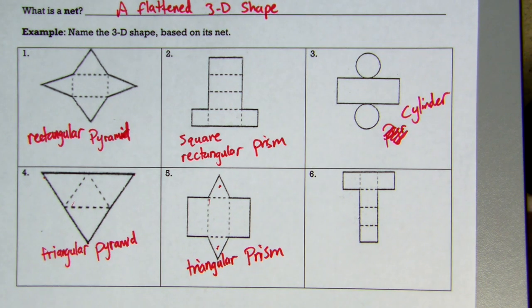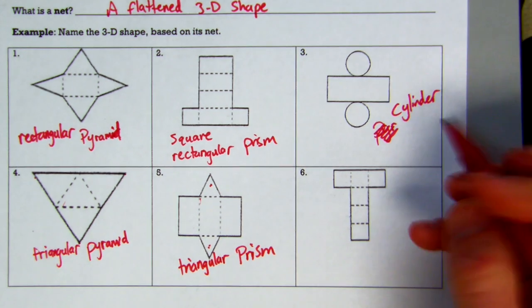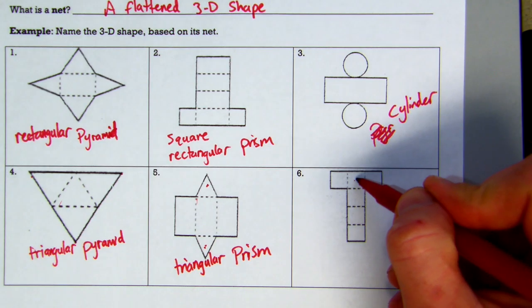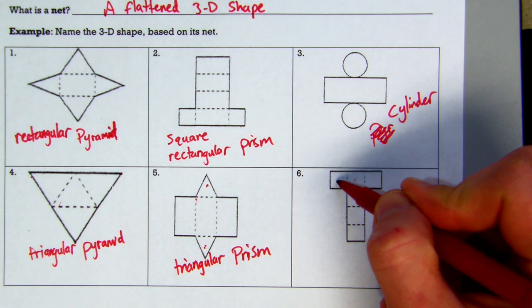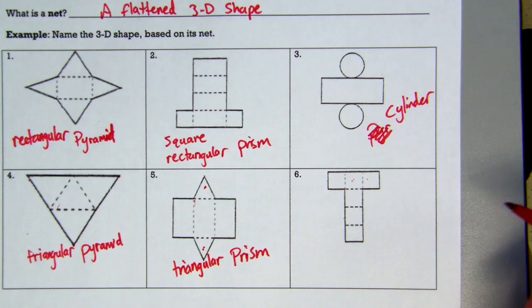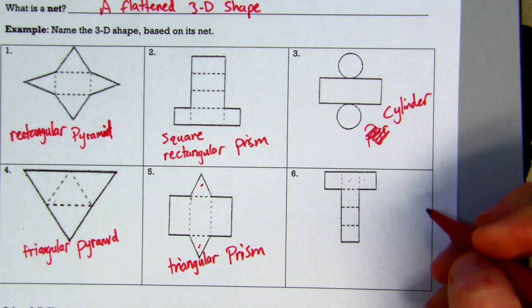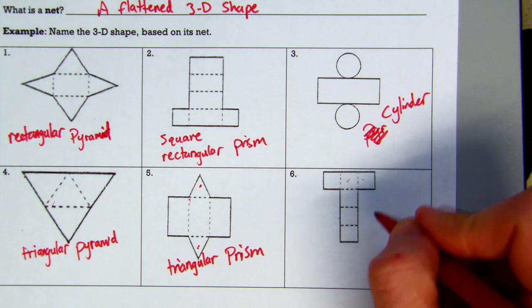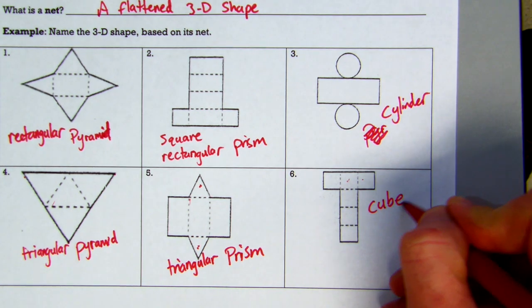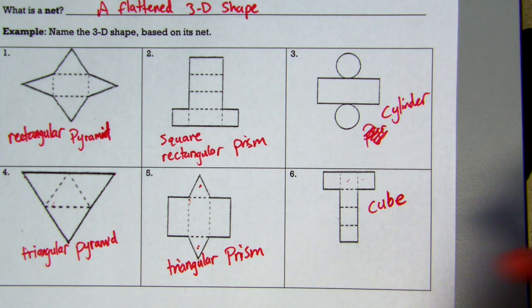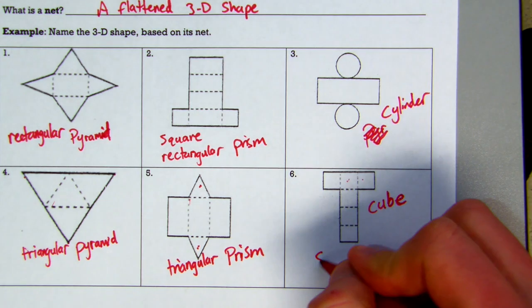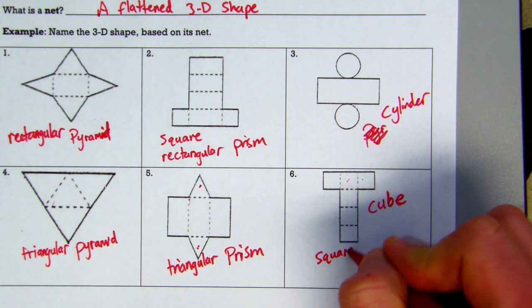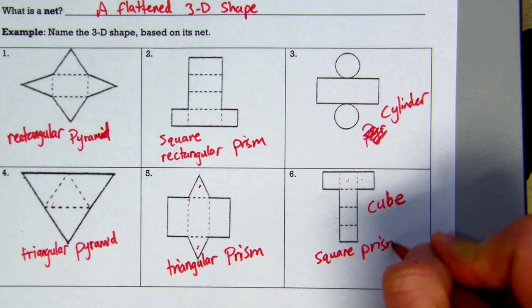And then lastly, number 6. Looks like here is a base right here, which is a square, and it looks like these two sides fold up, and then the rest will wrap around it. So I know that it's going to be a prism because we're involved in rectangles or squares here. In this case, we can either call this a cube, where all sides are squares, or I can call this a square prism. Either one would be acceptable.